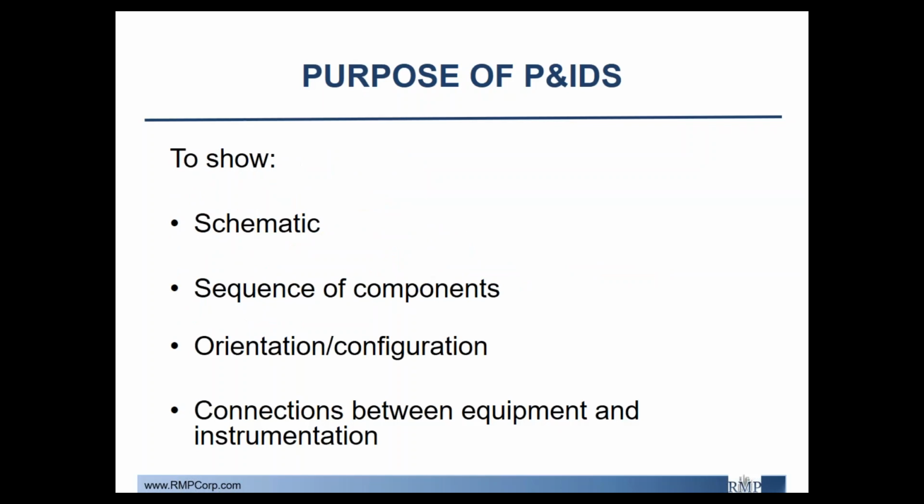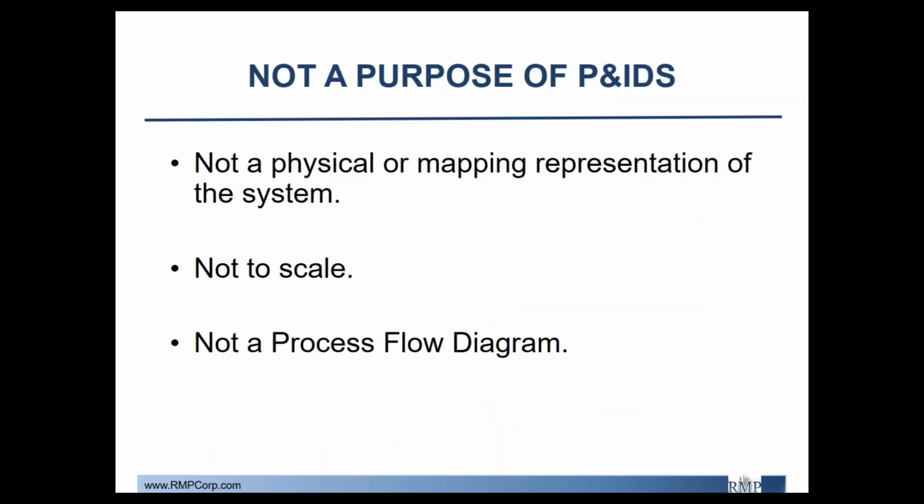Okay, so what is the purpose of a P&ID? The purpose is to show the layout or schematic of an overall process or system and the functionality of that system. Also to show the sequence between components and also the sequence of equipment that are shown in a P&ID and what order they go in. That way you can identify the flow direction. And also show the relative orientation or the configuration of the equipment. A lot of times things can be backward even though they're supposed to be right side up. So those are some things to keep in mind. And lastly, to display connections between equipment and instrumentation.